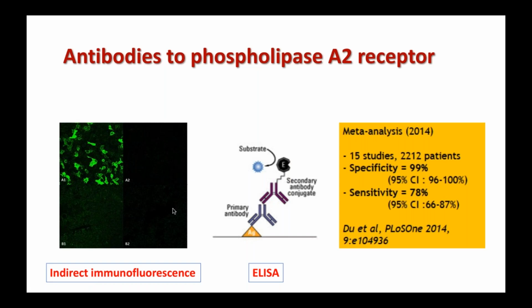Now, since the time it was discovered, a meta-analysis was published in 2014, which included 15 studies with more than 2,200 patients. And the meta-analysis showed that if the antibody is present, it is associated with a specificity of 99% for the diagnosis of membranous nephropathy. But if it is absent, you can't rule it out with that degree of certainty, and the sensitivity is only about 78%.